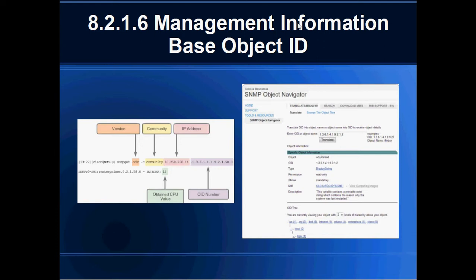The SNMP get utility requires that the SNMP version, the correct community, the IP address of the network device to query, and the OID number are set. We can see a command with that information: the version, the community, the IP address, and the OID number, and it obtains the CPU value in return.